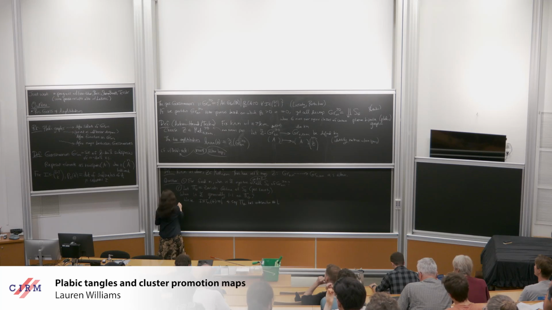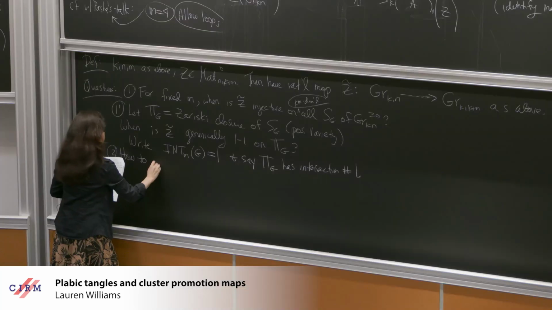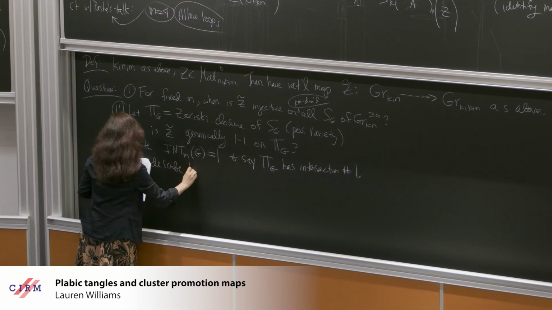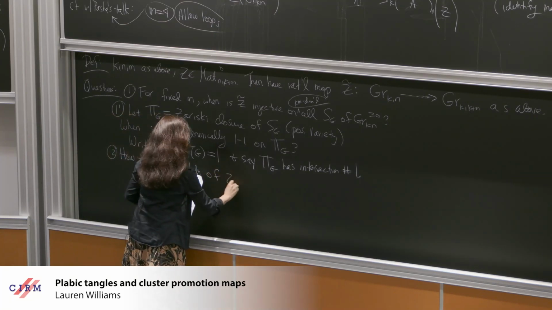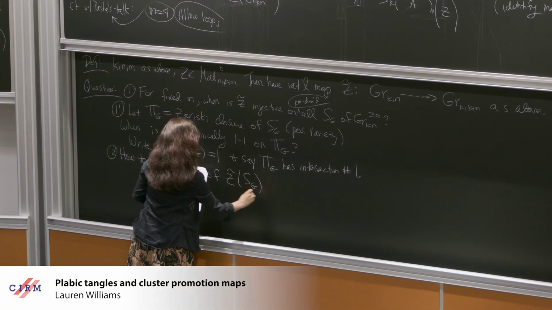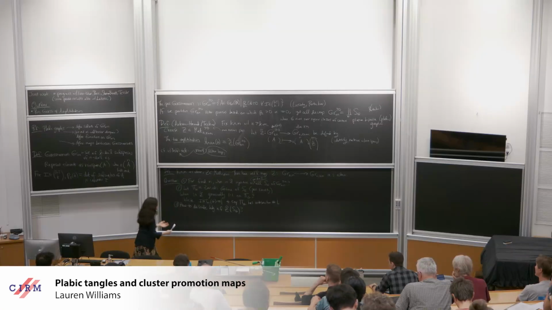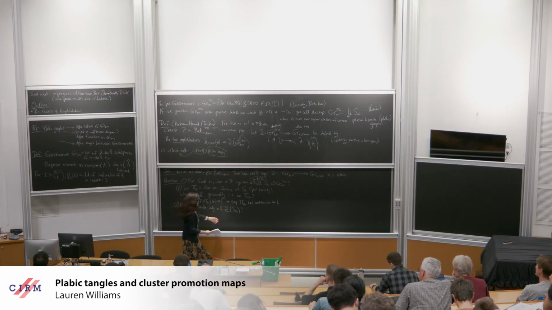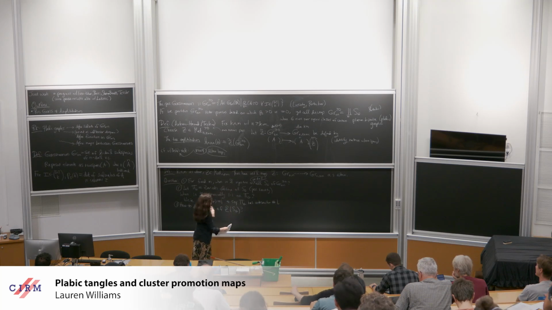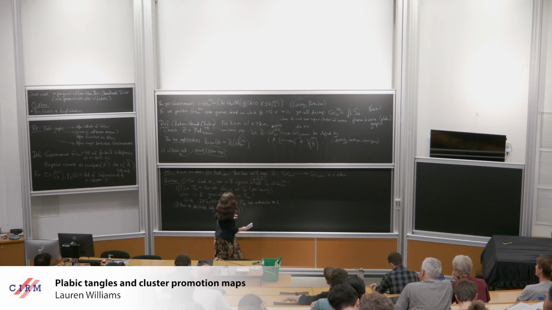Okay, and then another question is, how can we describe the boundary of a given cell, or the boundary of the image of a given cell, particularly when our cell is a cell on which this map is injective.